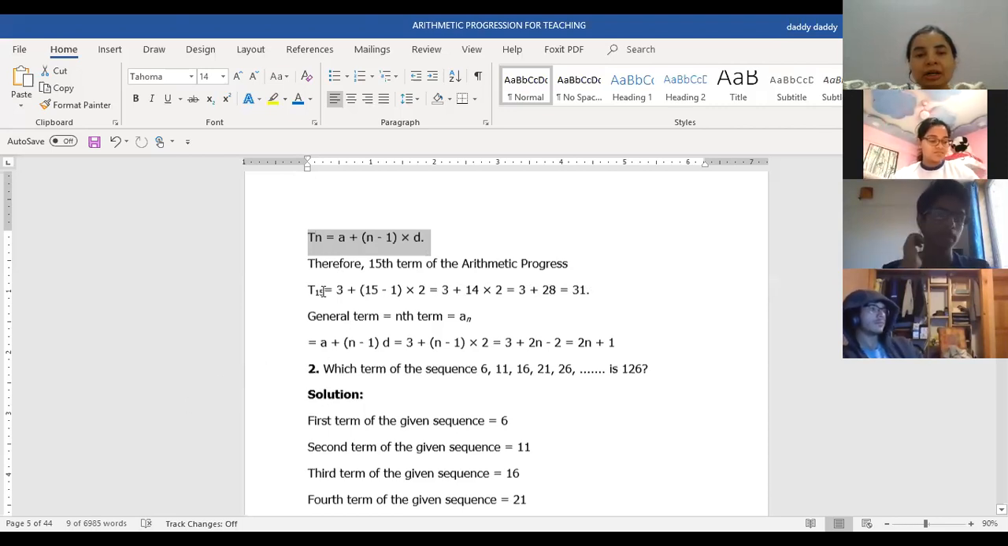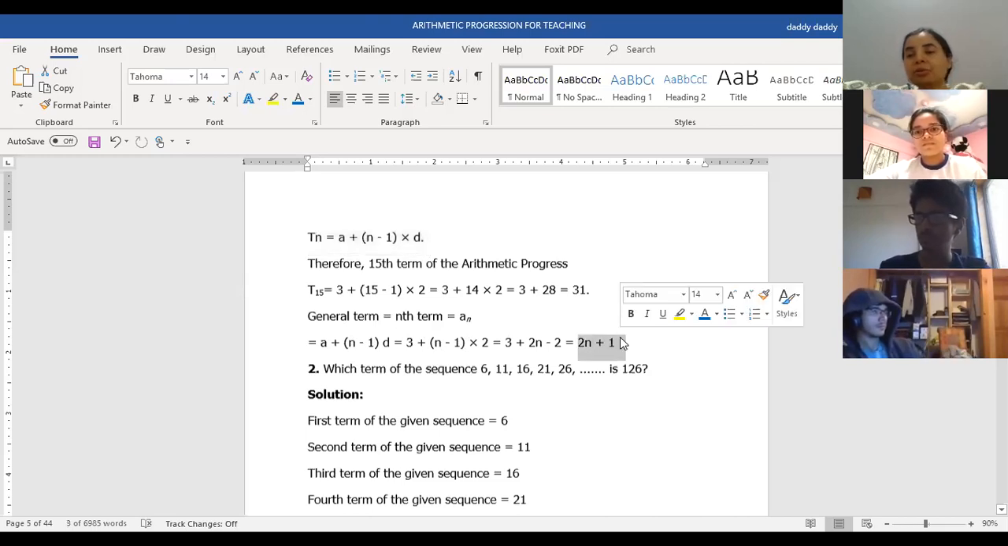For the general term, again we will apply the same formula, Tn is equal to a plus n minus 1 into d. When they say general term, we assume our general term to be the nth term. So you will put the number values of a and d, but you will keep your n as it is. So a plus n minus 1 into d becomes 3 plus n minus 1 into 2. After opening the bracket and simplifying, we get the general term as 2n plus 1.